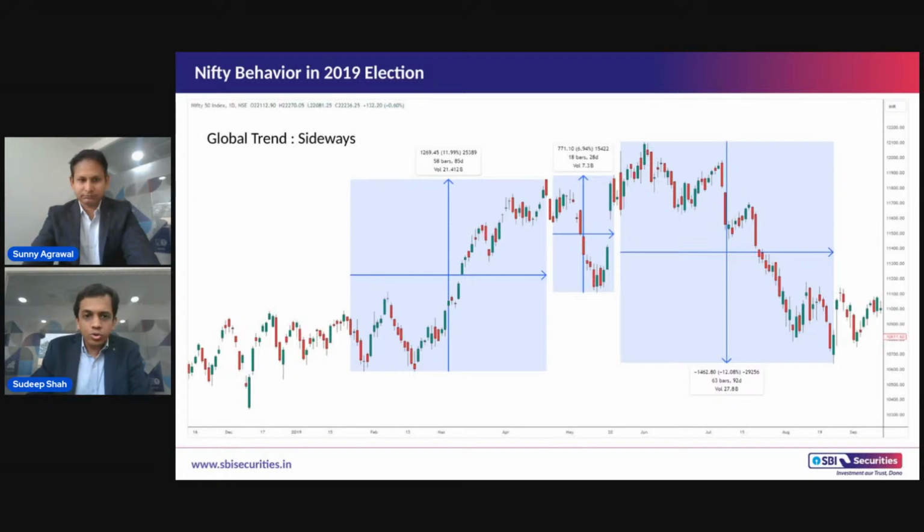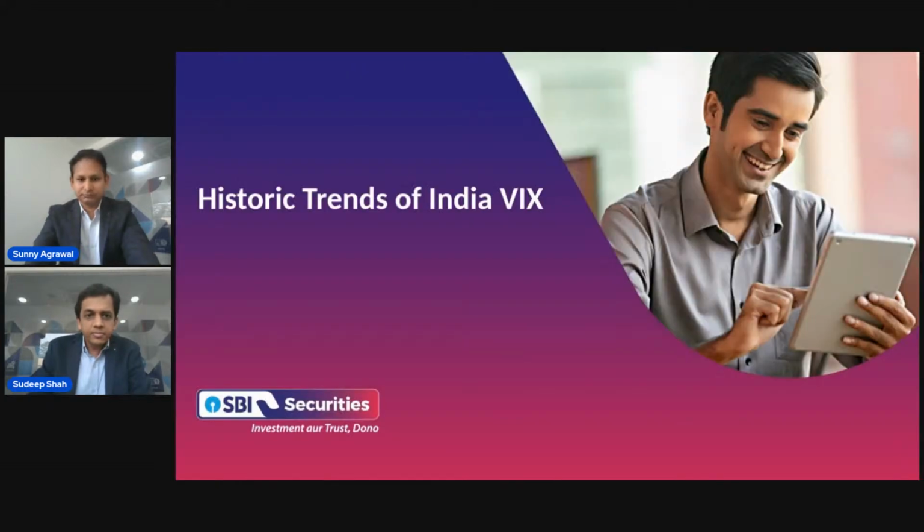Now let us also see how the India VIX has historically reacted. A lot of times whenever these kinds of events come, there is always a spike in volatility. The reason behind this spike is uncertainty. No market participant on this earth would like uncertainty. No one would like uncertainty even in their lives.